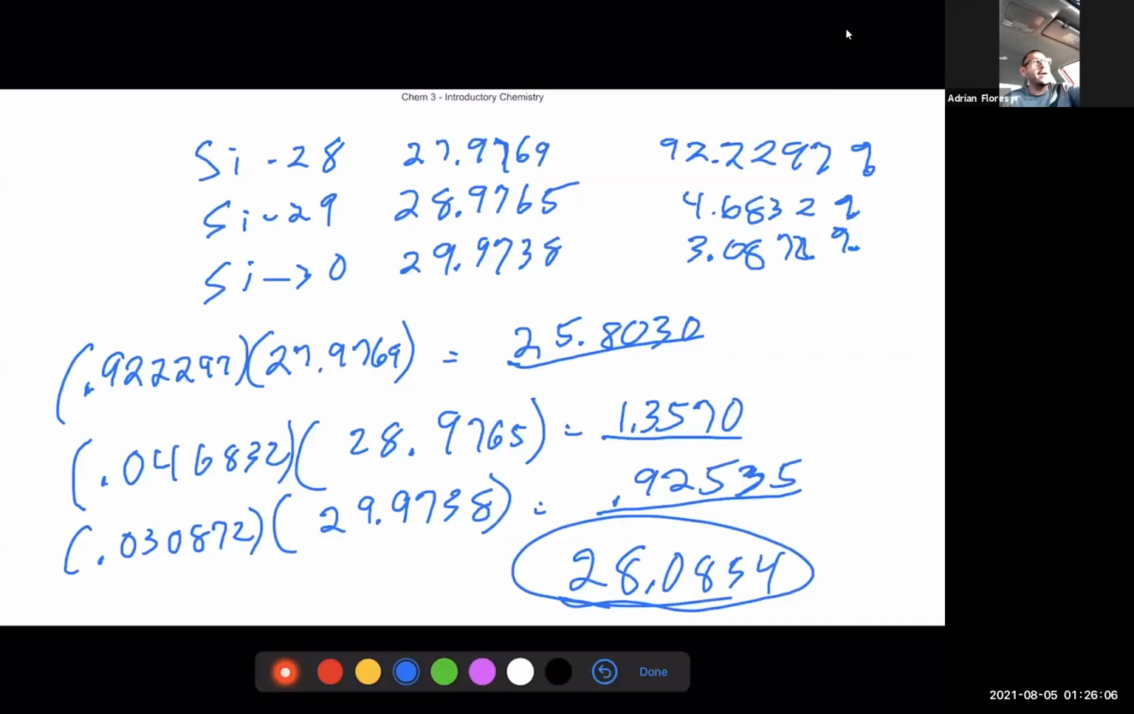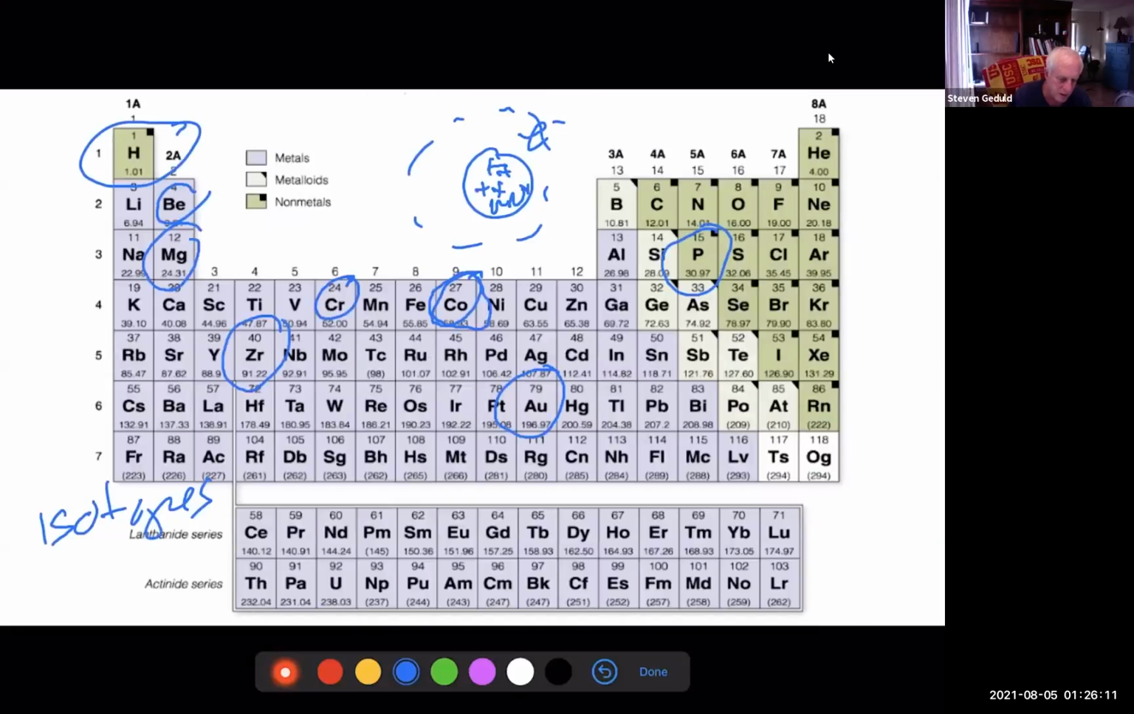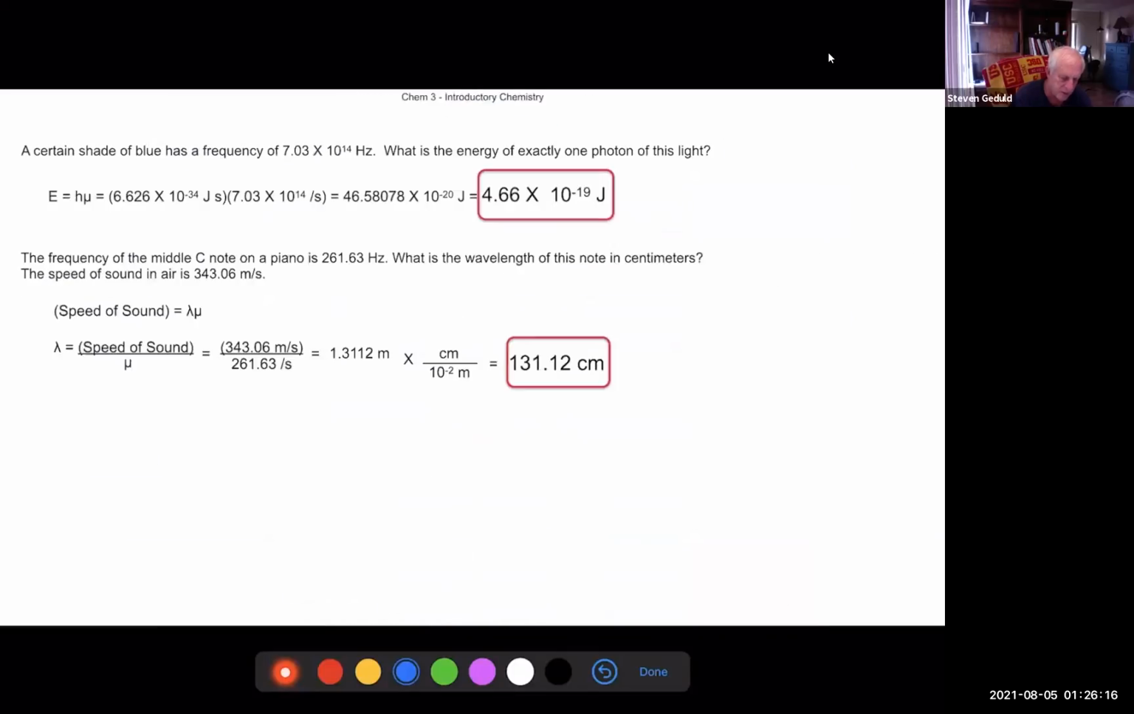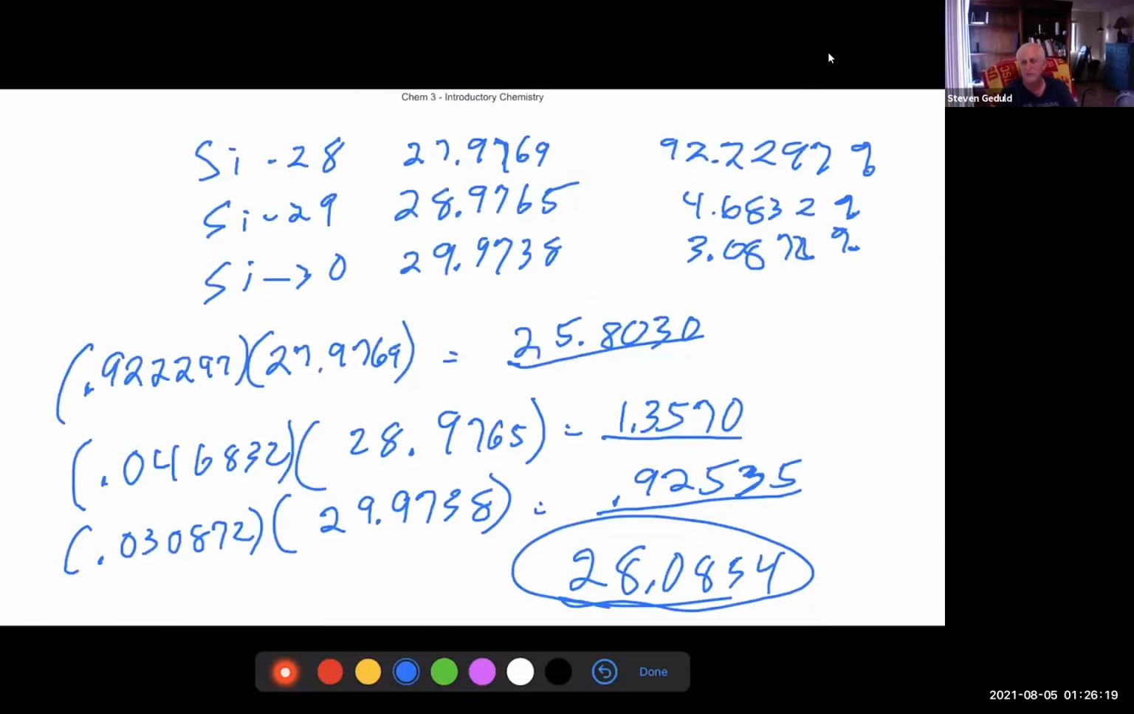So we're right in that ballpark. Silicon should have been 28.09, and we ended up with 28.085, which is good enough. So that's what weighted average atomic masses are, and we're going to use those numbers to do calculations. It's sort of simple math for that one.